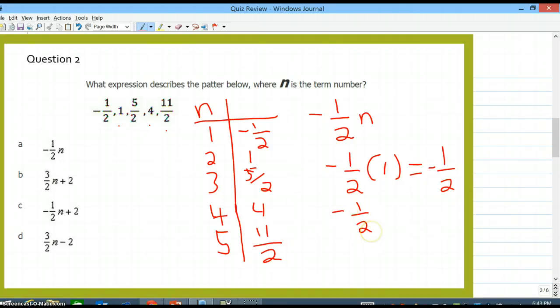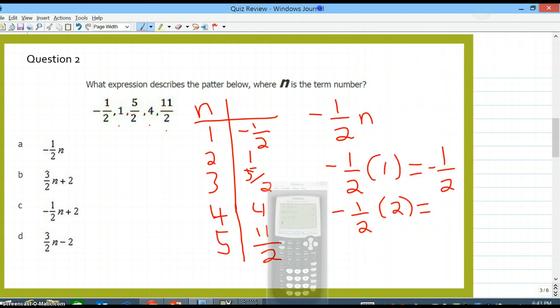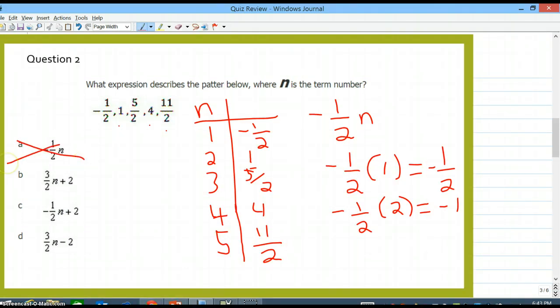If I plug in 2 into my rule and put that in my calculator, negative 1 divided by 2, open parentheses, 2, close parentheses, I end up with negative 1. Looking at my table, when I plug in 2, I should end up with positive 1, not negative 1. So I'm going to cross out A. I'm going to erase my work for answer choice A.